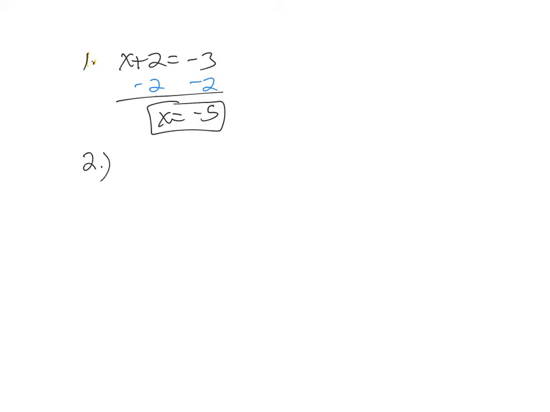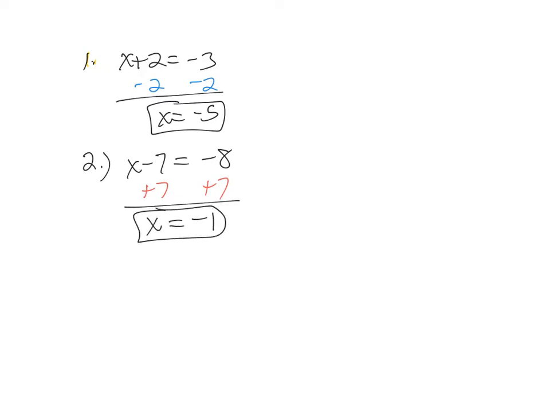Number 2, -8. So it's subtraction, so I add. -8 plus 7, -1. Number 3, -2x equals -14. Divide by -2.